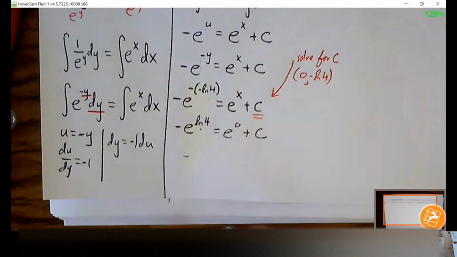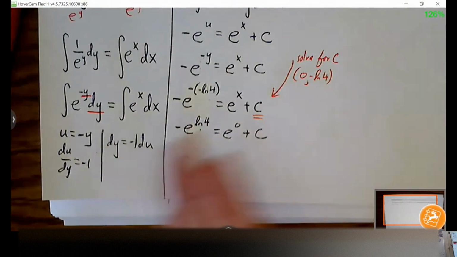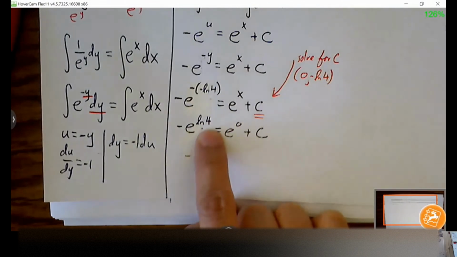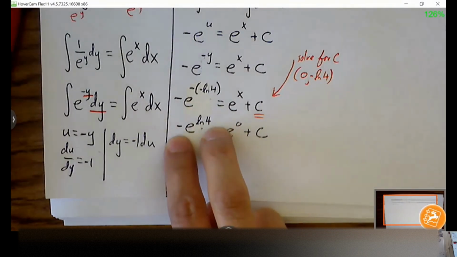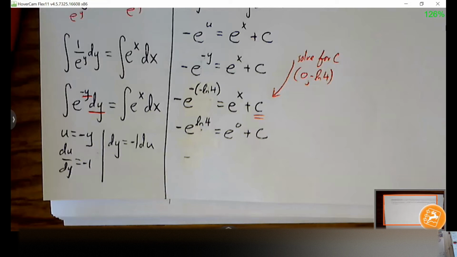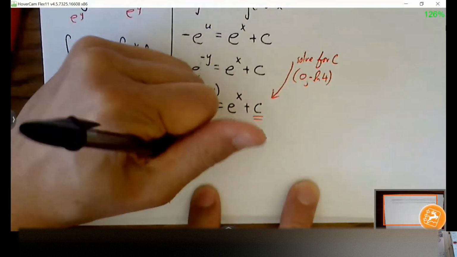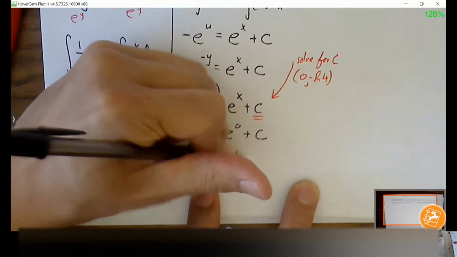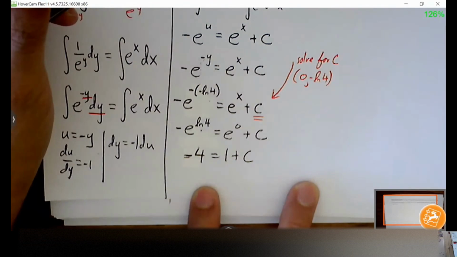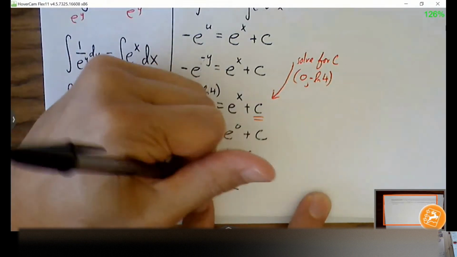Now we know that e and natural log have a way of canceling each other out. We know this just dropped to be 4 with a negative hanging out in front of it. So negative 4 is equal to, we know e to the 0 is 1. Subtract 1 from both sides, c equals negative 5.